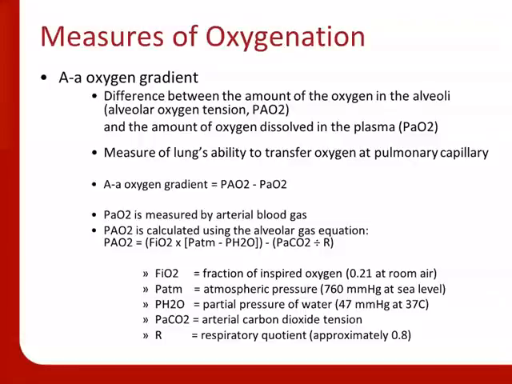The PaO2 is measured by a blood gas. The alveolar oxygenation is calculated using the alveolar gas equation, and you can see the formula there. It basically involves the inspired FiO2, which is usually 21% in room air, the atmospheric pressure, which is 760, the partial pressure of water, which is 47, and then the carbon dioxide tension, which is measured on a blood gas, and then the respiratory quotient, which typically is 0.8, is the number that's used.